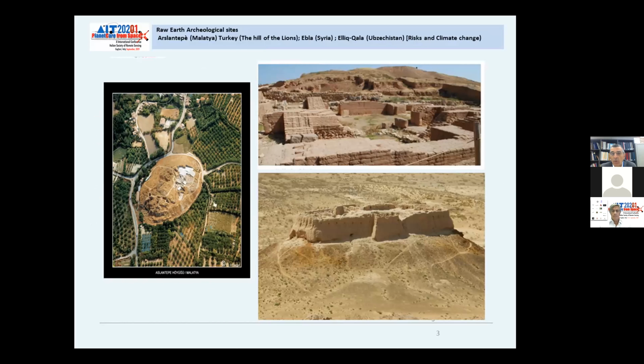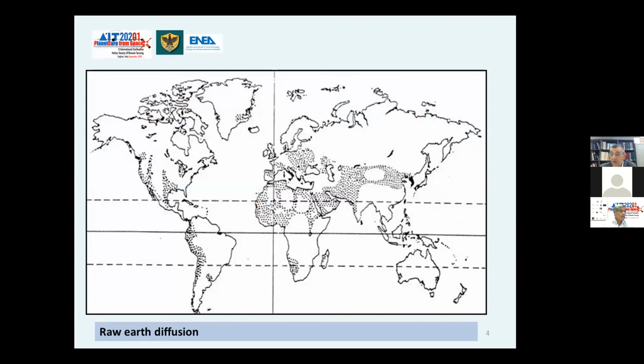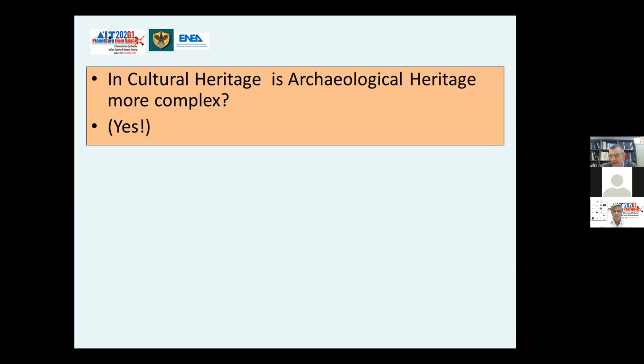Just some examples: we should consider, for instance, the raw earth archaeological sites. Here we have some examples of Ebla, some Uzbekistan sites, or some Malatya, Turkey sites. And we should also consider the diffusion of this kind of materials and structures. Of course, not all are archaeological sites, but raw earth is spread all around the equator and the subtropical phase.